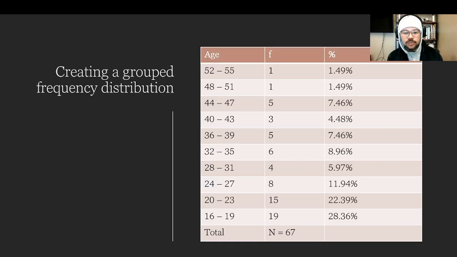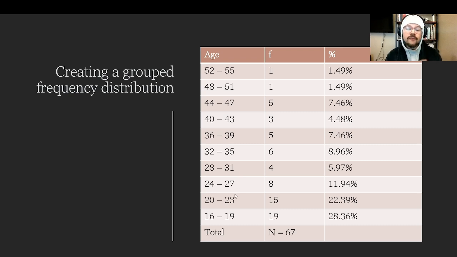Grouped frequency distribution. So here's an example of having taken the age data and transforming it into a grouped frequency distribution. Remember the two elements that I told you are particularly important, where we talk about mutual exclusivity and being exhaustive. Mutual exclusivity means that where this first class interval ends, from 16 to 19, the next category begins at 20 to 23. The next category begins at 24 to 27, 28 to 31, right? So they do not overlap.